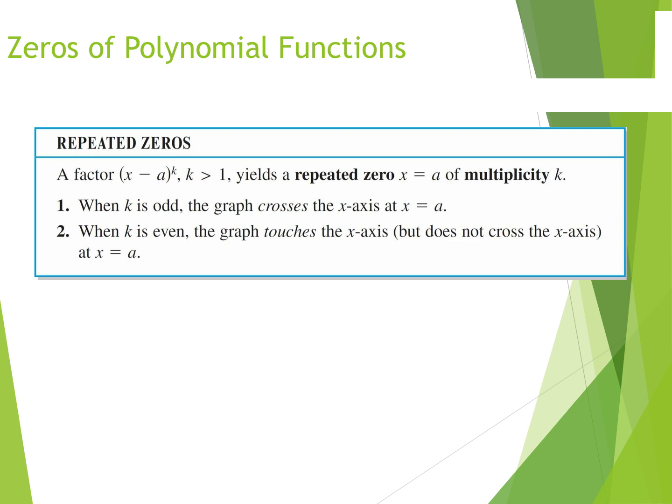So we can have repeated zeros. Repeated zeros help us with the shape of our graph and the direction that our graph goes. So a repeated 0 is also called multiplicity. That's how many times that 0 occurs. So when I had x equals 0 and x equals 0, here I have a multiplicity of 2.